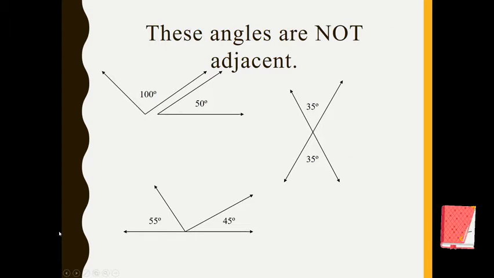Now, these are not adjacent angles. This one is not adjacent because they don't share the same ray. This one is not adjacent because they're not right next to each other. And this example here is not adjacent because they are on opposite sides there. So they're not adjacent.